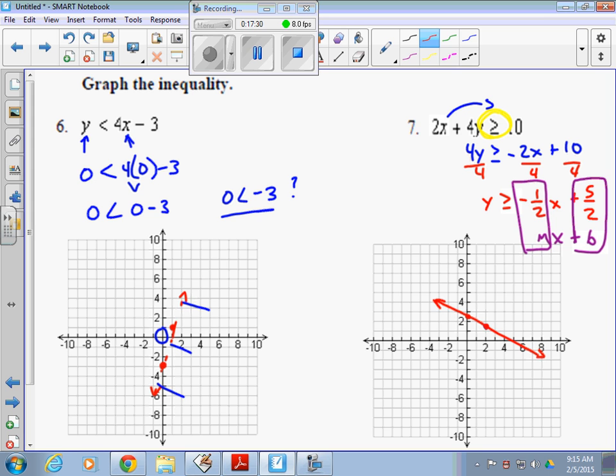6 was a dashed line, this one's solid. Does not pass through 0, 0. That's good. So we're going to plug 0, 0 into the original equation. Anything times 0 is going to be 0, plus anything times 0 again is going to be 0, is greater than or equal to 10. This is why we like to use 0, 0. It's easy to see that 0 is not greater than or equal to 10. That is not a true statement. So everything towards 0, 0 is wrong, which means everything the other way is correct.